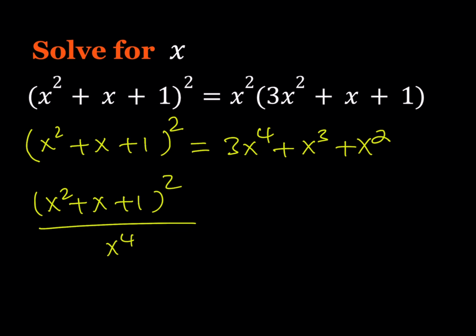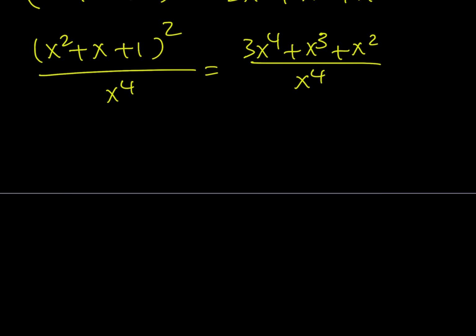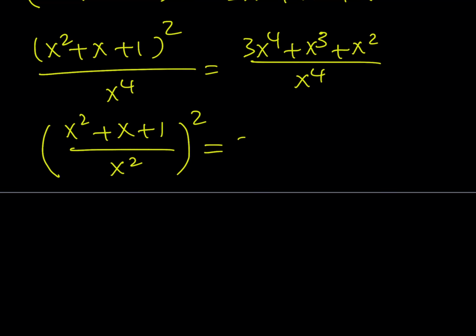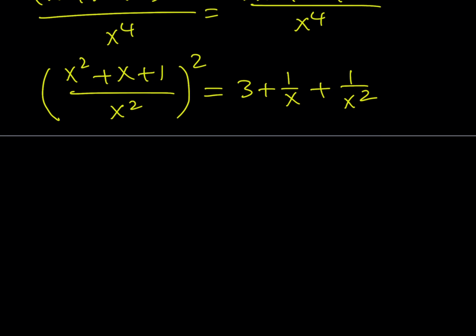Take this, divide by x to the fourth. Take that and divide by x to the fourth. Okay. Now, notice that the denominator can be written as x squared squared. So, in other words, this can be written as x squared plus x plus 1 over x squared quantity squared. And the right-hand side can be split up into 3 plus 1 over x plus 1 over x squared. Great. So far, it doesn't look meaningful maybe to you, but once you split the inside of the left-hand side, you're going to notice something interesting.